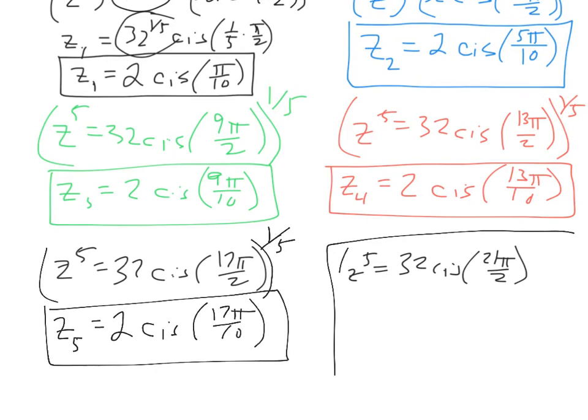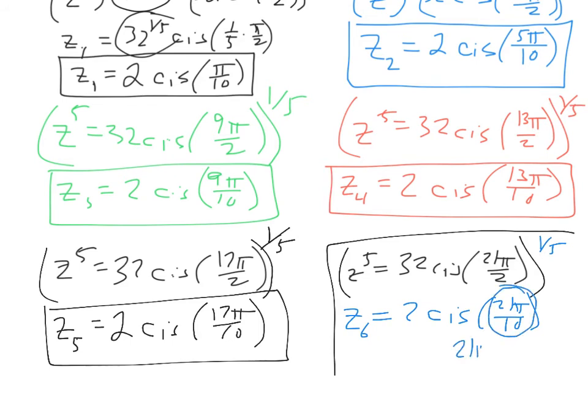And you might be wondering again, what happens when I do this one over here? When I do this to the 1/5 power, I'll get 2 here, I'll get cis 21 pi over 10. Why is this not a sixth solution? And the answer is, look at this argument. This argument says 21 pi over 10. But we know that if we subtract 2 pi from that, we get to the same angle. That would be 20 pi over 10. This would just be pi over 10. Do you see that this angle goes back to the first one that we had?